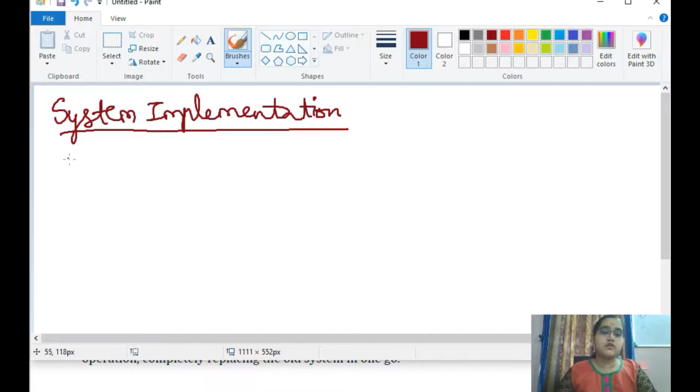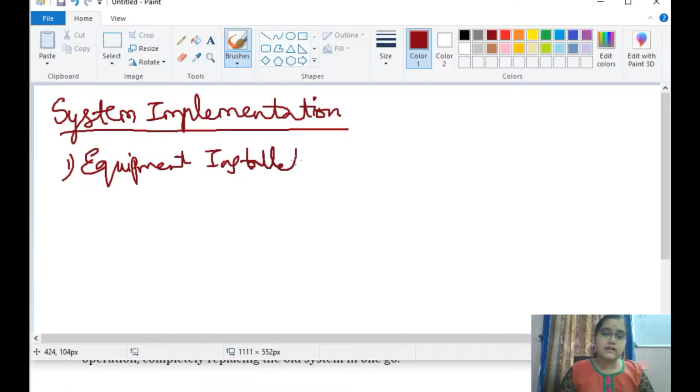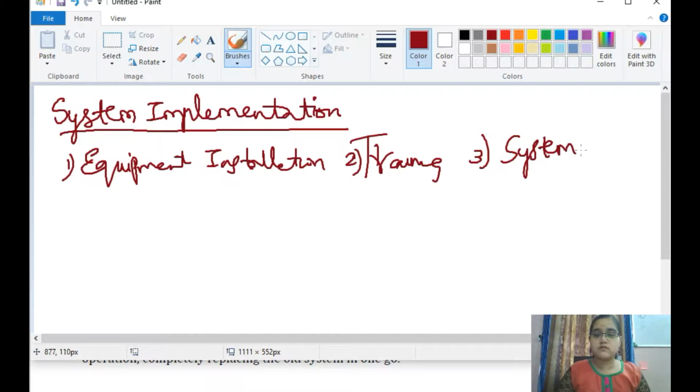System implementation has 3 parts in it. There are a few things which we need to cover before the system implementation can actually happen. What does it cover? First thing is equipment installation, then comes training of the personnel, and the third one is system changeover strategies.